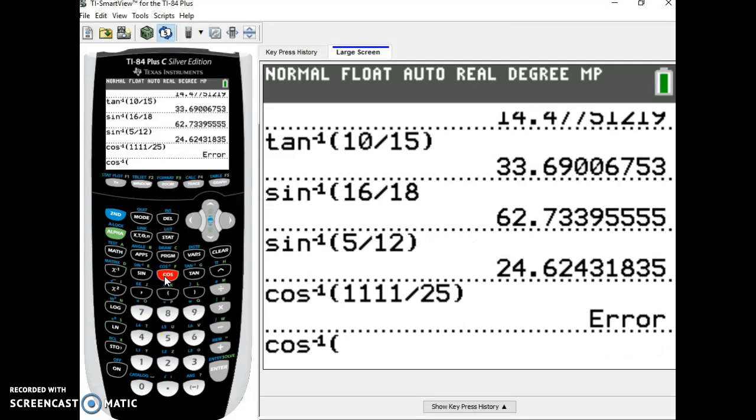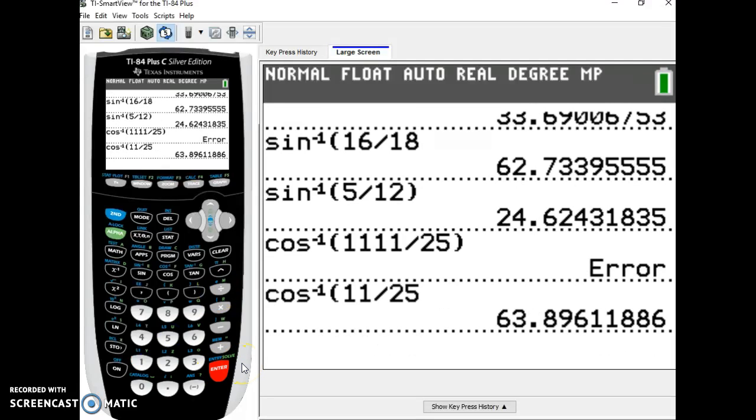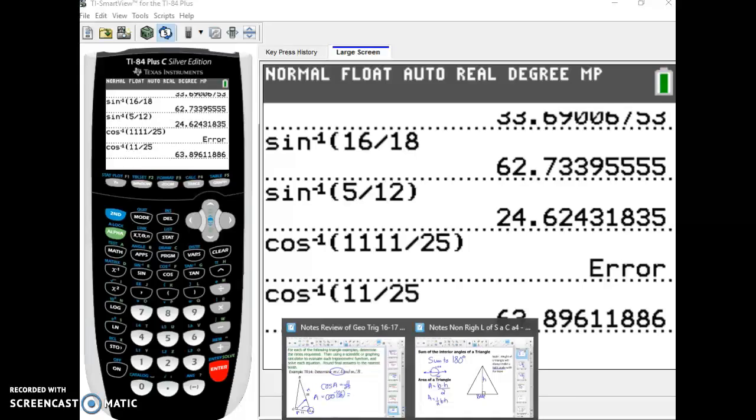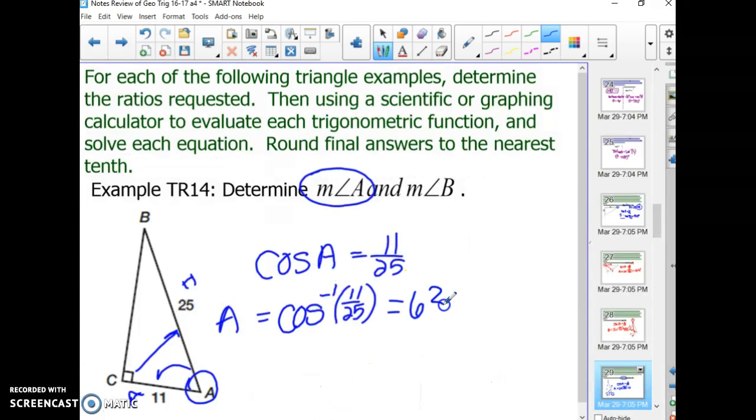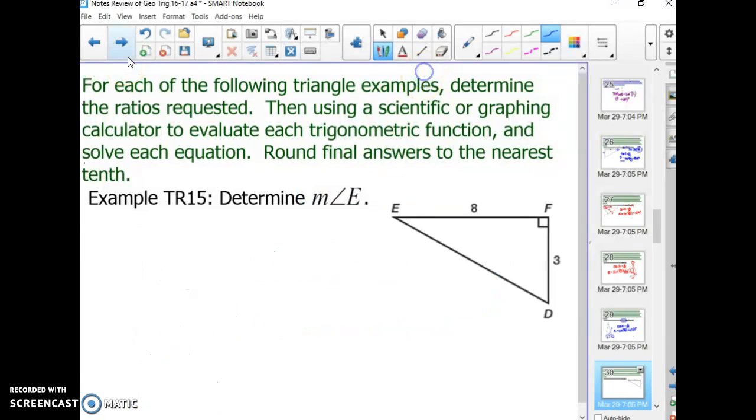Arc cosine, 11 divided by 25. You get 63.89. So that's 63.89 degrees, right? So our next one, determine angle E.